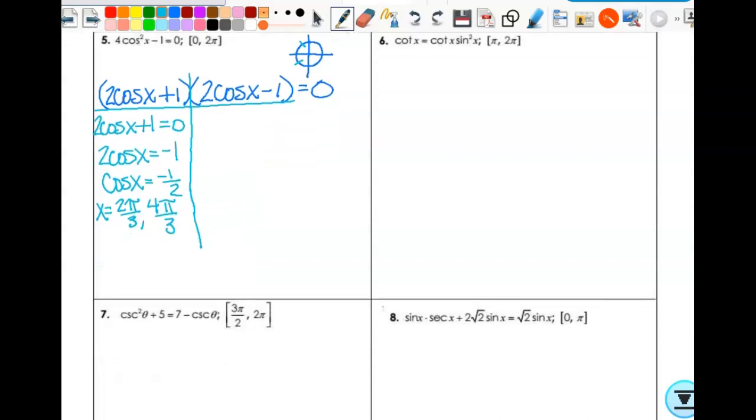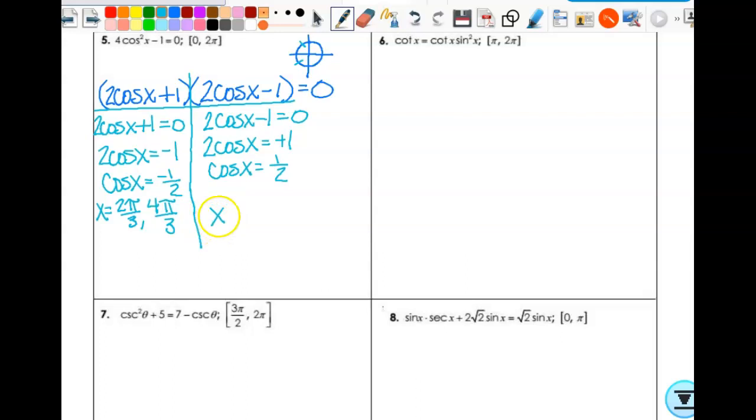That's going to give me 2 cosine x minus 1 equals 0. So 2 cosine x equals negative 1, and cosine x, what did I do? Oh, yes, positive 1. Thank you for stopping me. Cosine x equals 1/2. Just seeing if you're paying attention. Good job, you're paying attention.